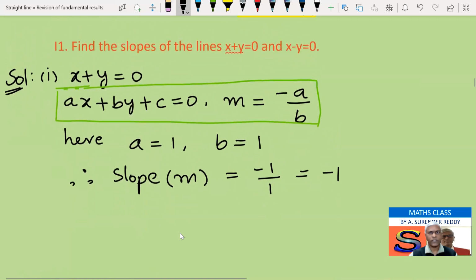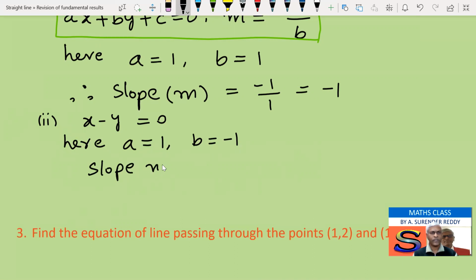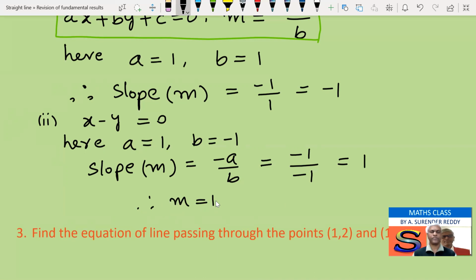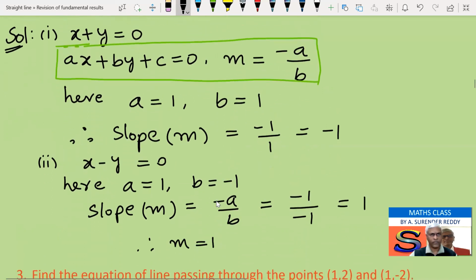And for x minus y is equal to 0, the second line, the slope of the second line: this is also in the general form, standard form. Here the a value is 1 and the b value is minus 1. Then the slope m is equal to minus a by b, so minus a value 1 and b value minus 1. Minus minus will get cancelled. Therefore the slope of the second line is 1. So if the line is given in standard form, you can find the slope by using minus a by b. And also you can convert it to y is equal to mx form. Then the m will be the slope.